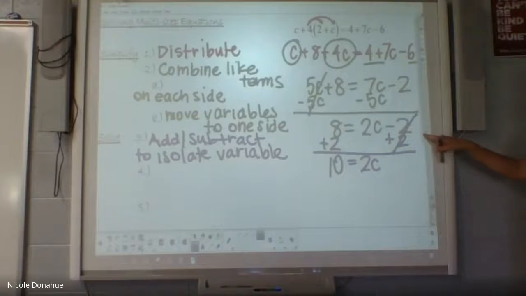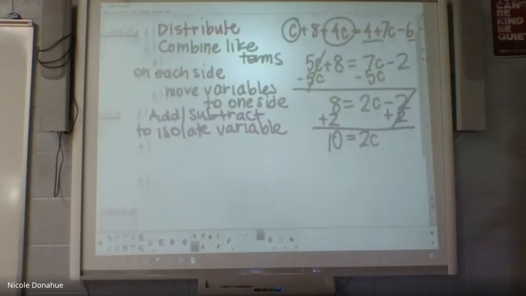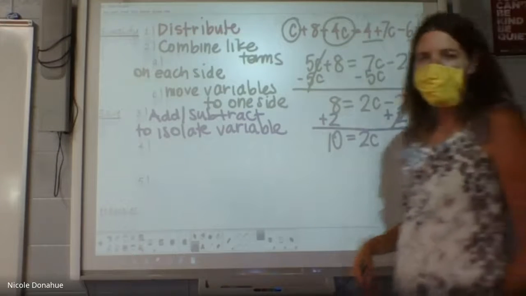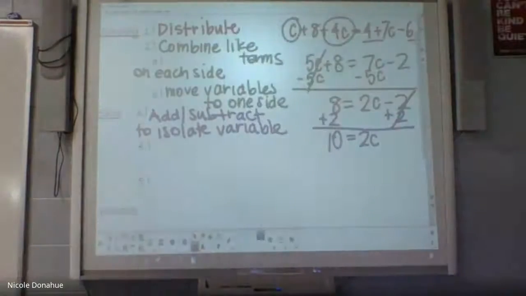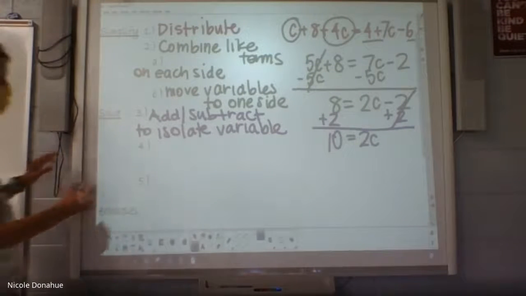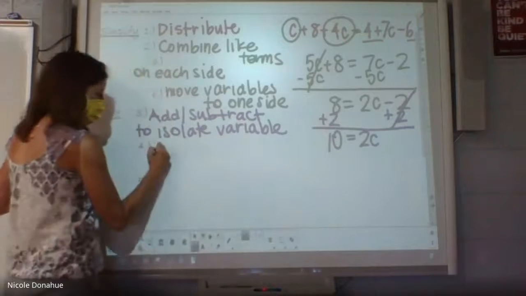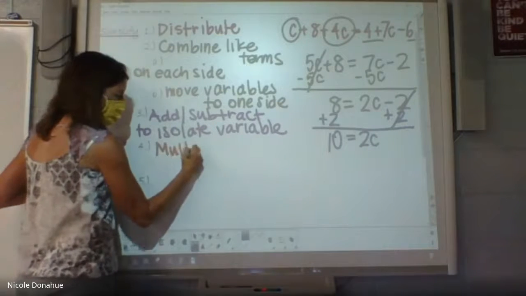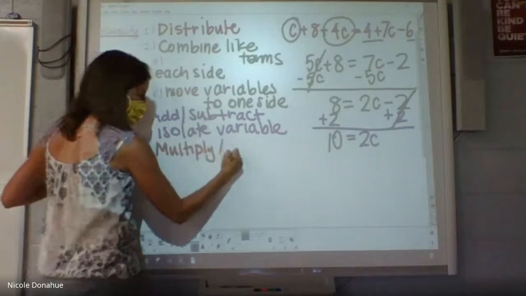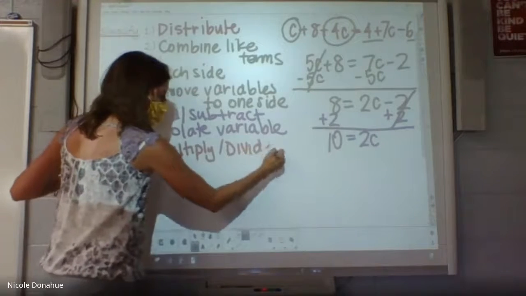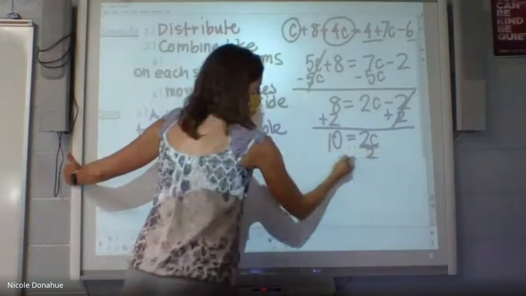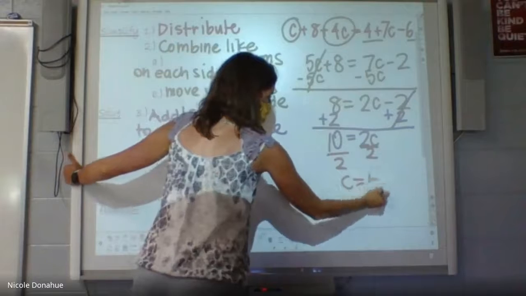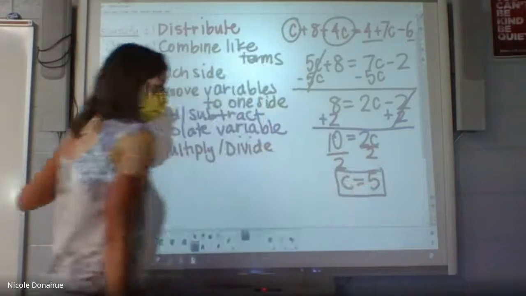Do you want me to say it? Sure. You're going to divide by 2 on each side. Yeah. Now, in order to get your C alone, we're going to either multiply or divide. We're going to divide. So we end up with C being 5.